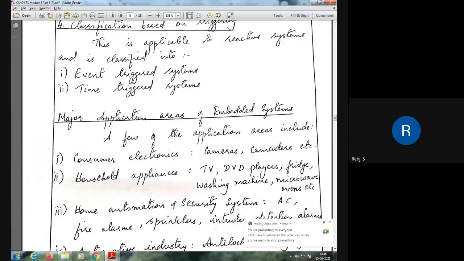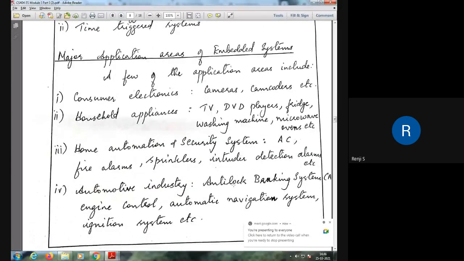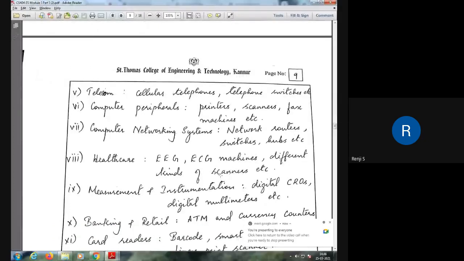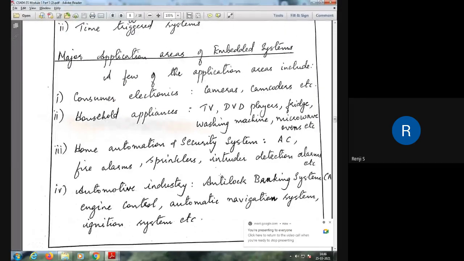Now the major application areas of embedded systems. We come across embedded systems in most of our day-to-day life, and this has been summarized into around 10 to 11 areas. One university question was this: what are the major application areas of embedded systems? So I've included this here.